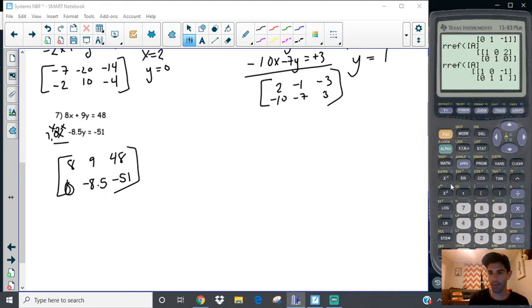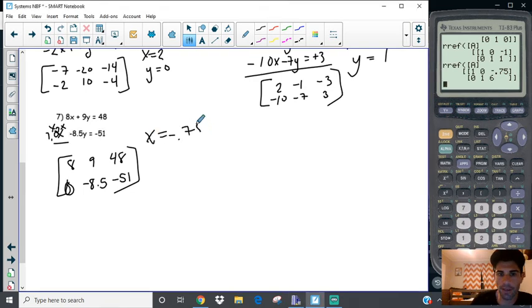Quit out. Back to the matrix. Down to letter B. Back to the matrix. Enter 2 times. And there you go. So here it's saying x equals negative 0.75 and y is equal to positive 6. Done.